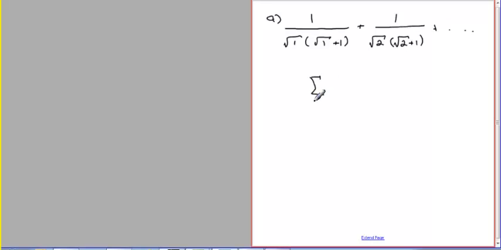So the summation version of this equation is going to be 1 over n square root of n times the square root of n plus 1. Nicely done. So what's our equivalent function? Integral from 1 to infinity of 1 over the square root of x times the square root of x plus 1 dx.